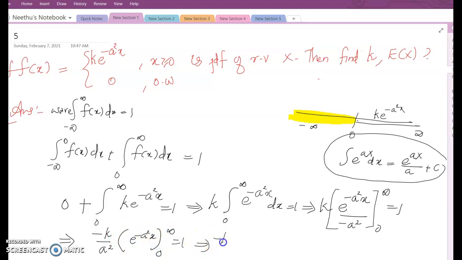That is minus k/a² times e^(-a²x) evaluated at infinity minus at 0: e^(-infinity) minus e^(-0), that is e^0, which is 1.